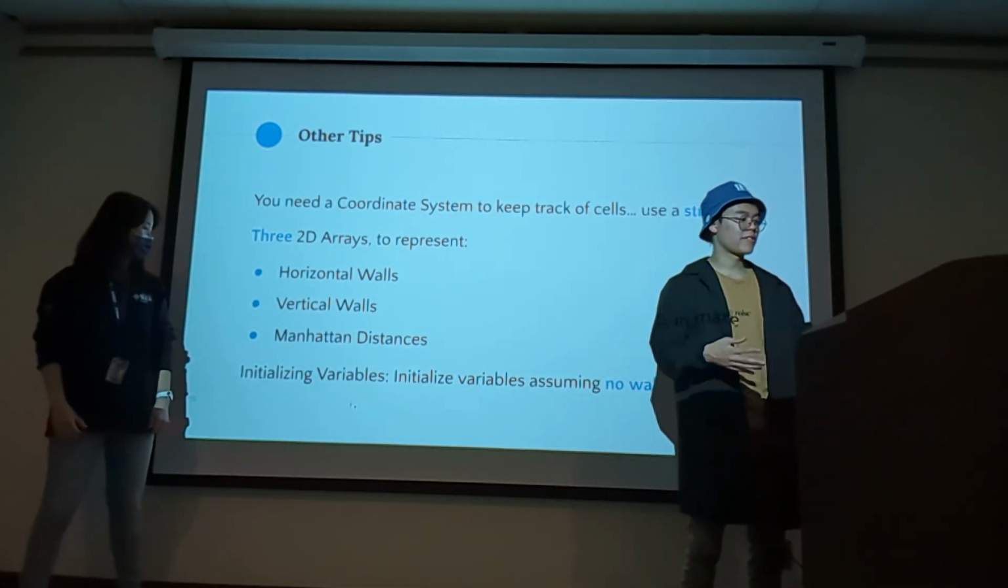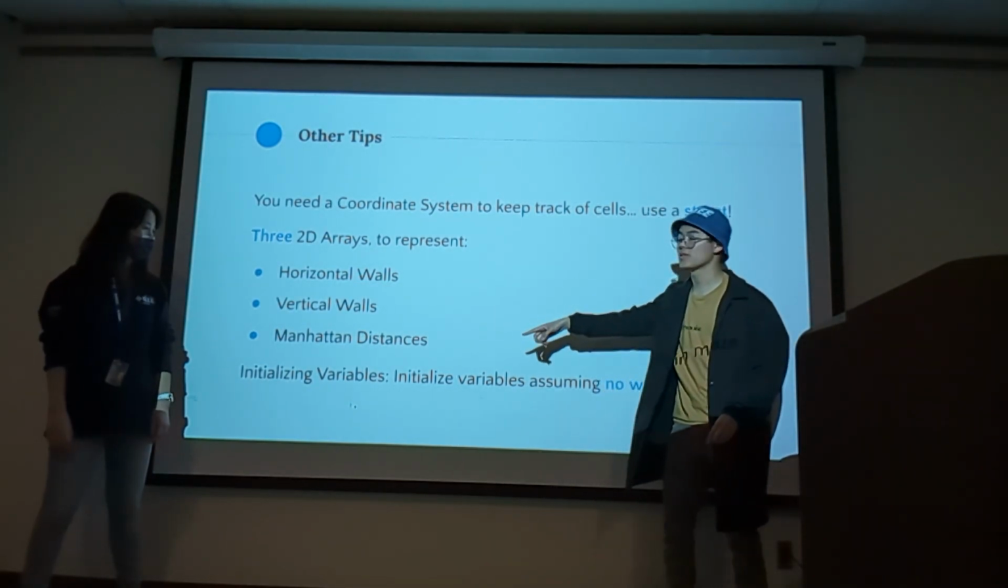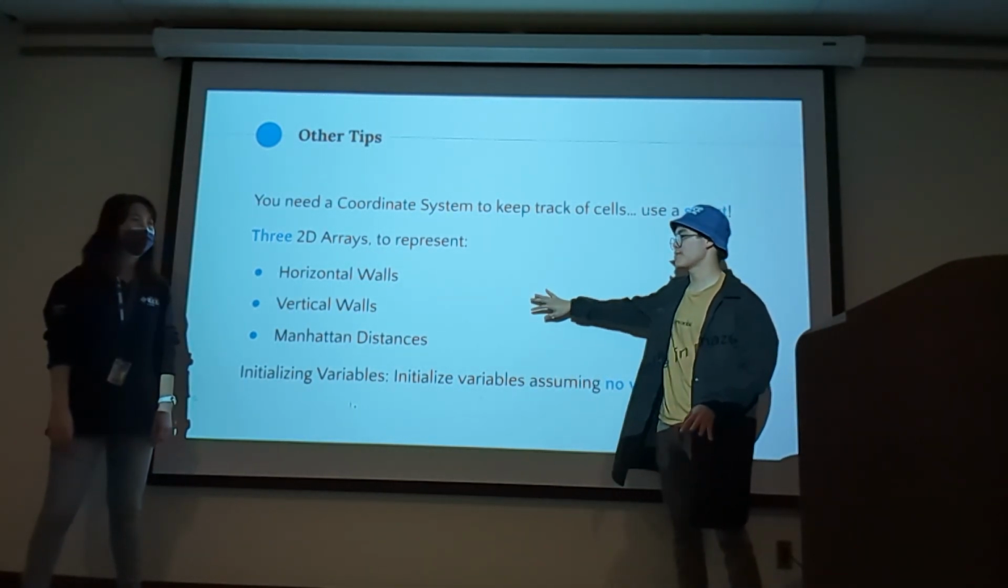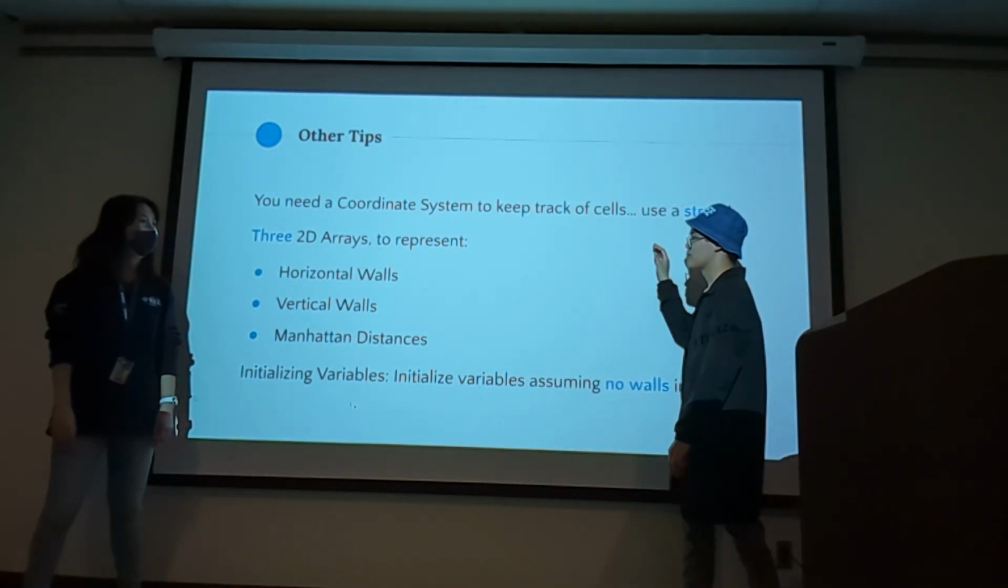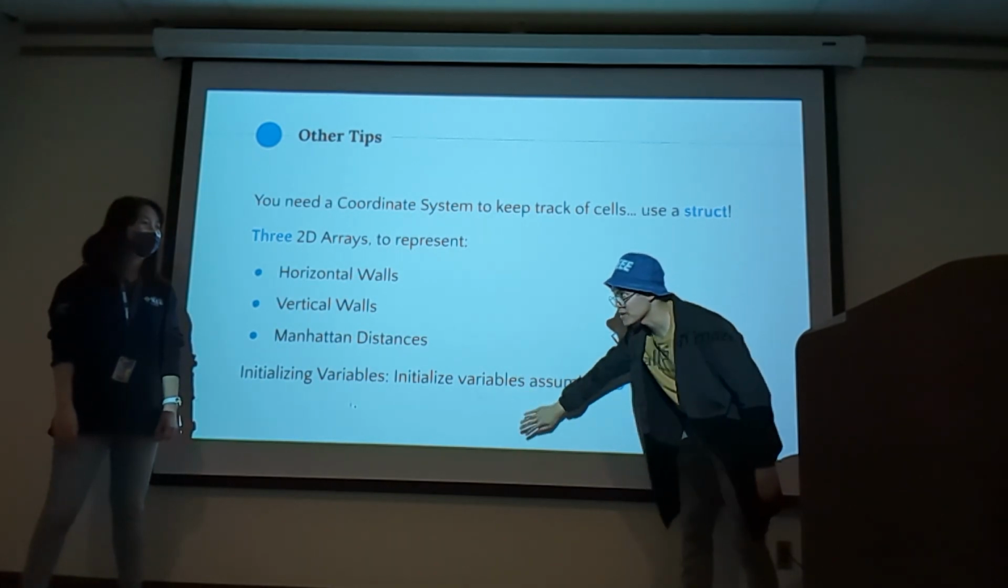And when initializing all your variables, like all the horizontal and vertical walls, you should assume no walls in the maze except the outer border. And you will need that outer border in your algorithm to make sure it doesn't try to calculate things outside of the maze.